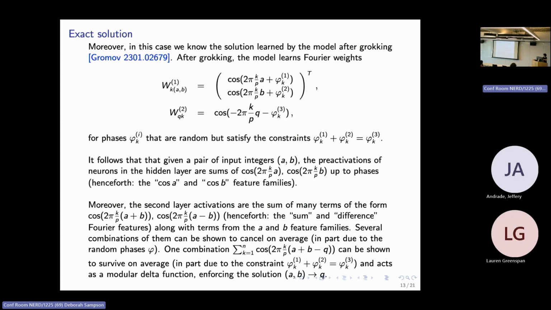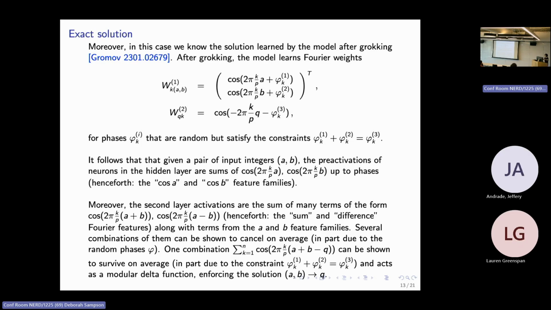And then if you keep propagating through the model, the second layer activations will be the sum of many terms of the form cosine of 2 pi k (a plus b) over p, cosine of 2 pi k (a minus b) over p. Henceforth, the sum and difference feature families, along with more of the a and b type of terms. And the way the model implements modular arithmetic is that several combinations of these terms can be shown to cancel on average due to all these random phases. One particular combination survives on average due to the constraint on some subset of phases, and that combination acts as a modular delta function, and that enforces the solution a plus b equals q.